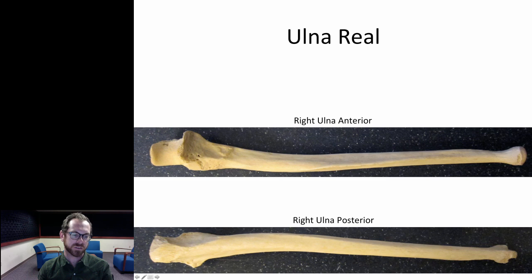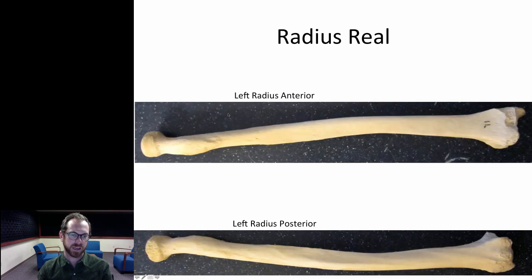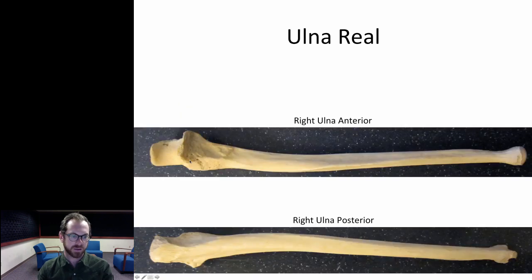Now that radial notch that I was talking about, here it is. And I'm going to highlight that for you. Here it is right here. This is that radial notch. This is where the head of the radius is going to fit in here. And so this is the lateral side, right? This is the lateral side of the bone.